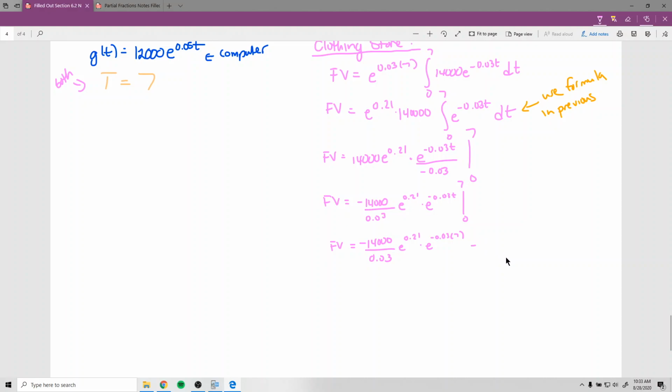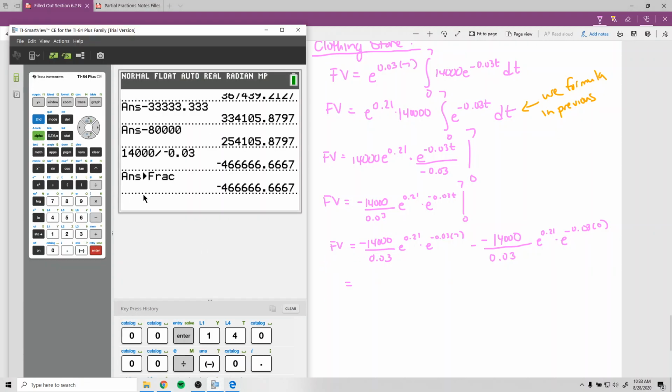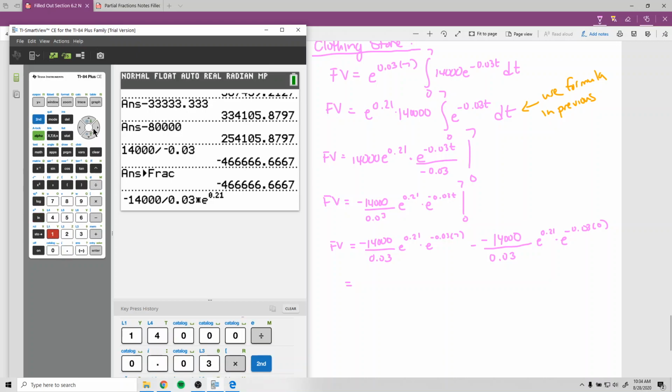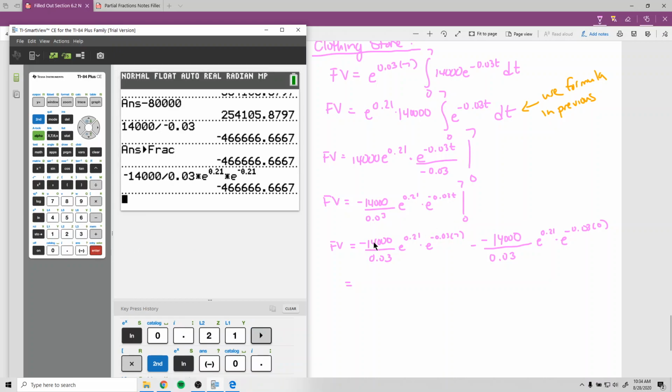And then if I plug in 0, we got minus our negative 14,000. Once again, remember the minus is part of the integral part. This negative in front we cannot forget. Over 0.03 e to the 0.21 times e to the negative 0.03 times 0. And now I'm going to use my calculator. All right, so we've got negative 14,000 divided by 0.03 times e raised to the 0.21 times e raised to the negative 0.21. We multiply that out and we get that number. Once again, the exponents here will cancel out, and multiplying these two would just be 1.